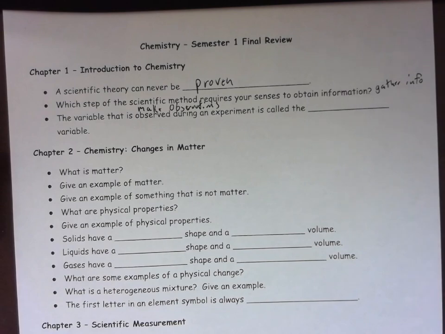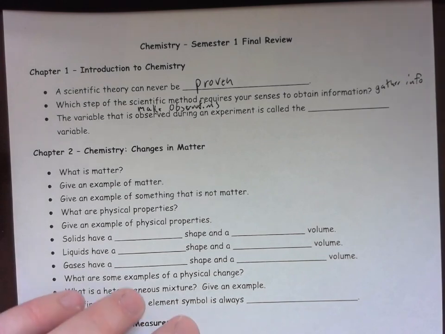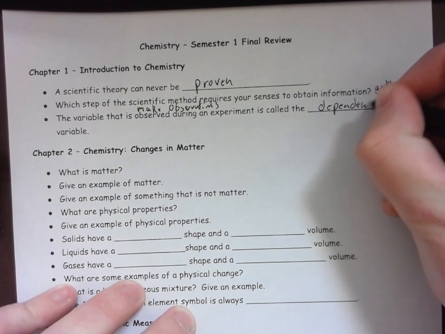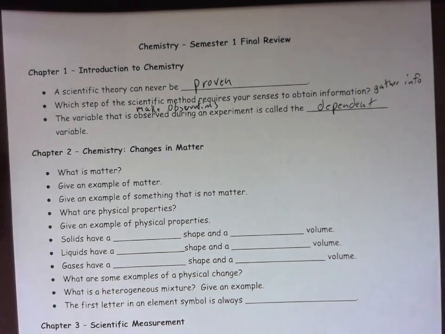Either one's fine. The variable that is observed during an experiment is the one that is observed, not the one that you control. So that is going to be your dependent, the one that you're trying to find the information on. Independent is the one you control. Dependent is what you are going to observe.